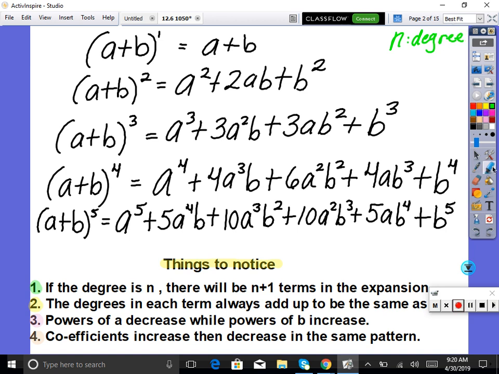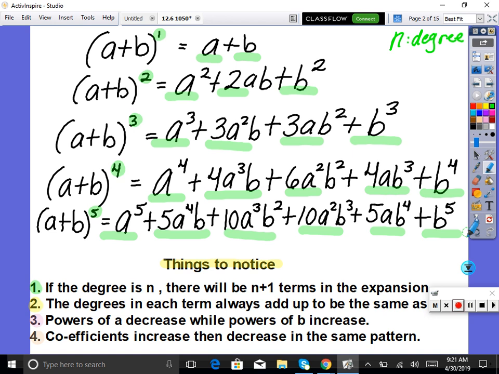So first of all, I want you to focus on the degree with me. Here's degree 1. How many terms do we have? 2. Degree 2 has 1, 2, 3 terms. Degree 3 has 1, 2, 3, 4 terms. Do you guys see a common theme here? Whatever the degree is, there will be one more term than that. So degree 4 has 5 terms. Degree 5 has 6 terms. So let's test your abilities. Degree 20 has 21 terms. Okay, that's super important.